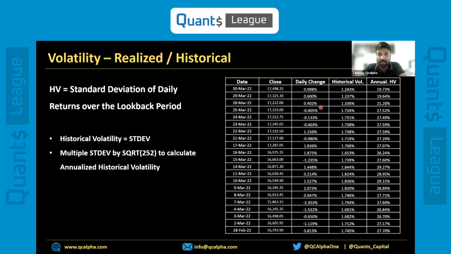So what are the parameters I should be looking out for while taking such a trade? The first and most important parameter is to look at historical vols or realized vols. Calculating that is extremely easy. You just need the closing prices of your underlying instrument.